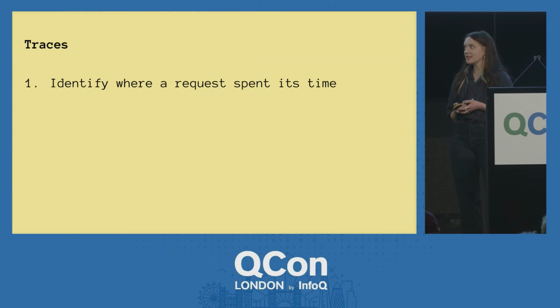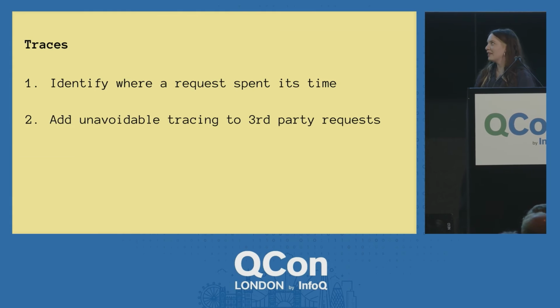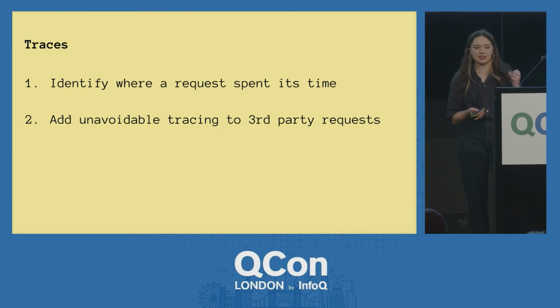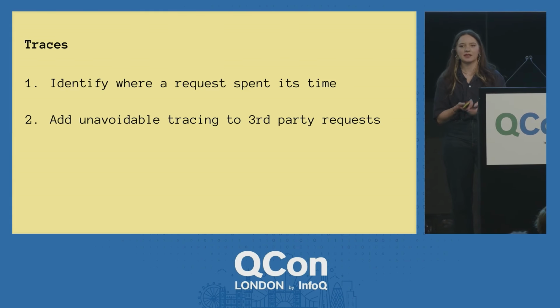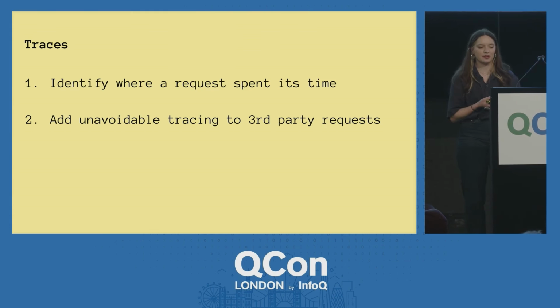So traces connect the dots on where your request spent its time. So they're particularly useful for debugging slow requests. Anything from a third party, you should make unavoidable to add clear tracing to. So you need to know that a 1-second external API response was the reason for your system slowing down. We do that by having a single shared base client across all of our third-party API requests.